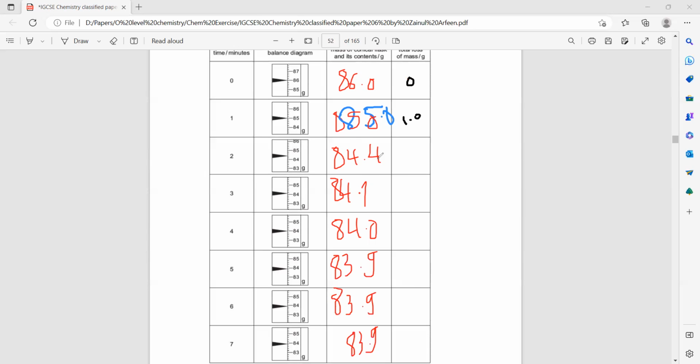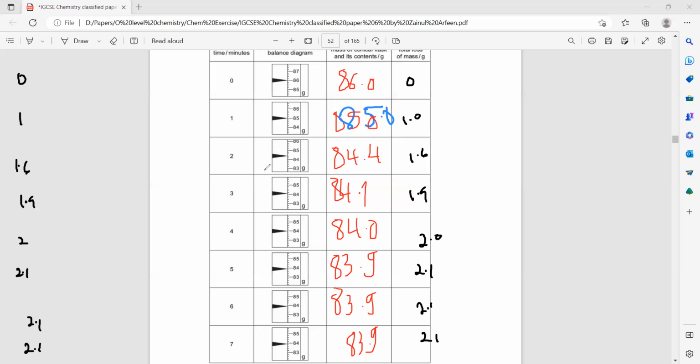So how much has the mass decreased? 86 minus 84.4, so that's equal to 1.6. This will be 86 minus 84.1, so 1.9. This will be 2.0. This will be 2.1, 2.1 and 2.1. So we have the changes in mass: 0, 1, 1.6, 1.9, 2, 2.1, 2.1 and 2.1.